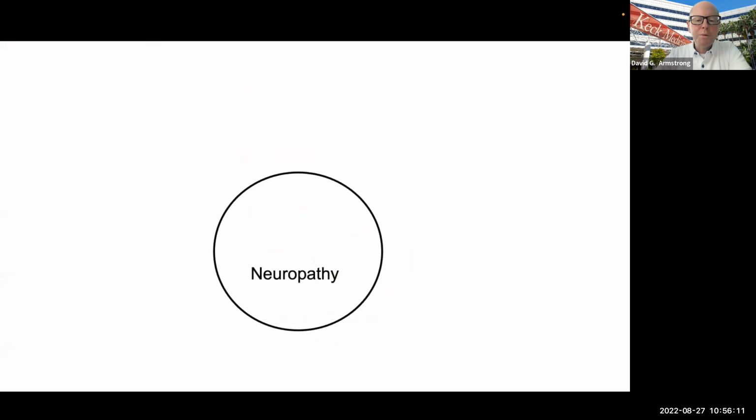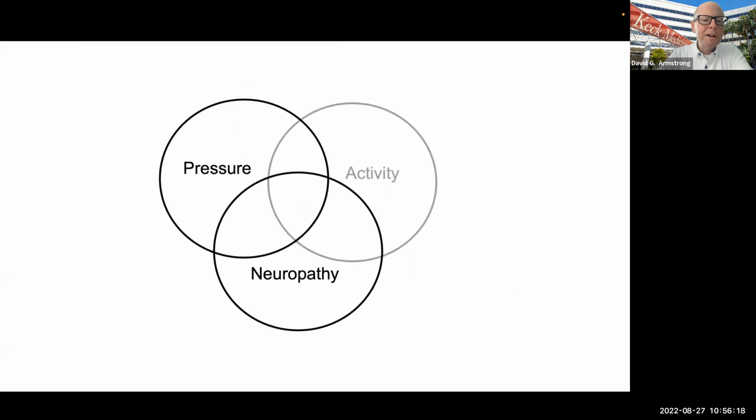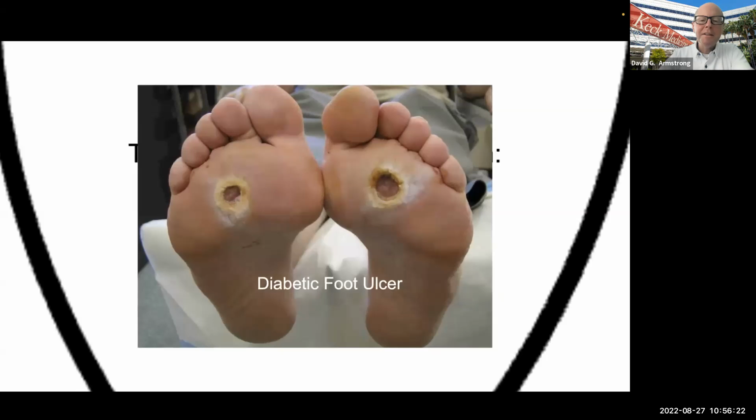So if we're looking at addressing tissue loss, the big idea here is what causes diabetic foot ulcers or purely neuropathic ulcers in the face of neuropathy is pressure times activity. And that's what leads to this sort of imbalance that essentially allows a patient to wear a hole in his or her foot. And you have to bring that imbalance back into balance.